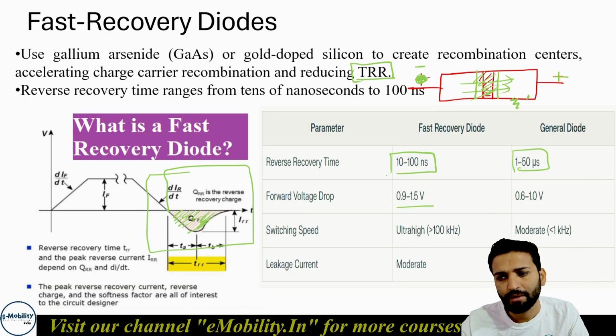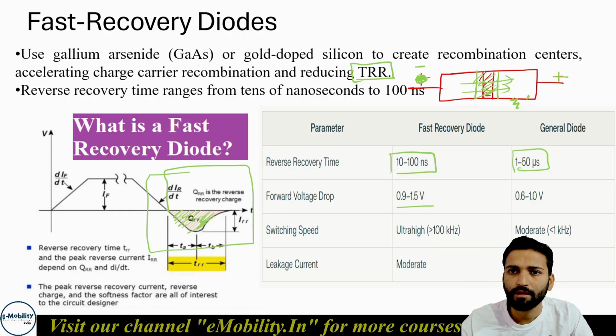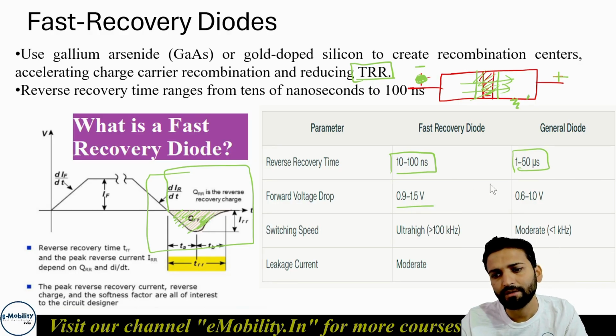The difference between a fast recovery diode and a general recovery diode is on the basis of the total recovery time. If the total recovery time is very small, in the range of a few hundred nanoseconds or a few tens of nanoseconds, then it qualifies as a fast recovery diode. Otherwise, if the recovery time is more than 100 nanoseconds or in the range of microseconds, then we consider it a general diode.